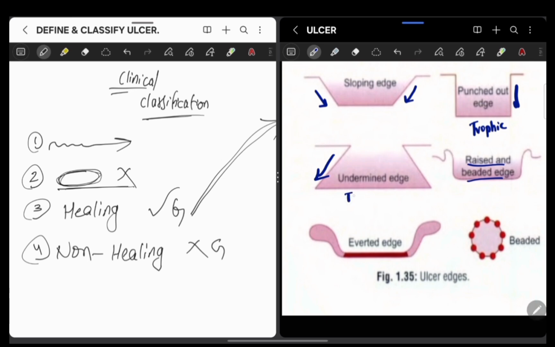in the tuberculosis ulcer. So in tuberculosis ulcer, the edges are undermined, and the edges are raised and beaded in rodent ulcer. So these TB ulcer, rodent ulcer, and trophic ulcers, these three ulcers come under the non-healing ulcer. So these non-healing ulcers have different types of edges like punched out, undermined, and raised and beaded. And here we have now completed the clinical classification.